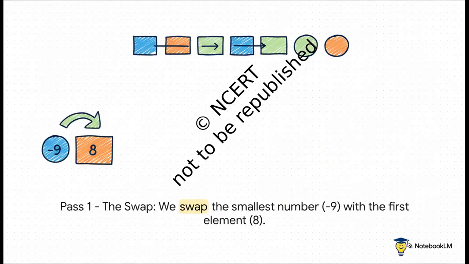So after all that searching, once it's found the minimum value, -9, it does just one single powerful swap. It takes that -9 and swaps it with whatever is sitting in the very first position, in this case, the number 8. And just like that, after one pass, the smallest element is perfectly placed at the beginning.